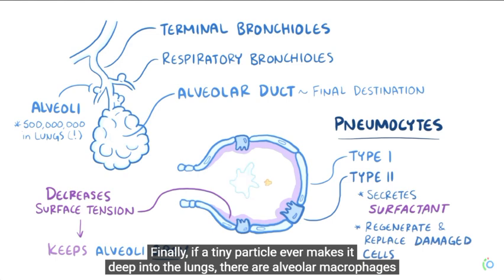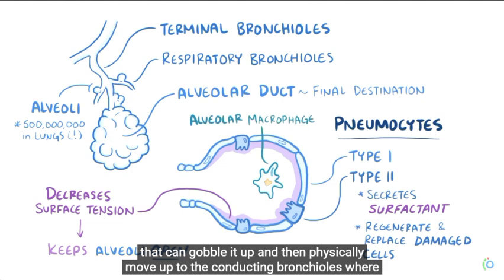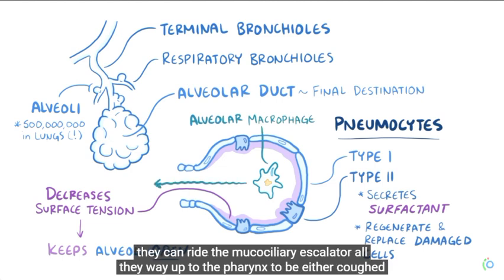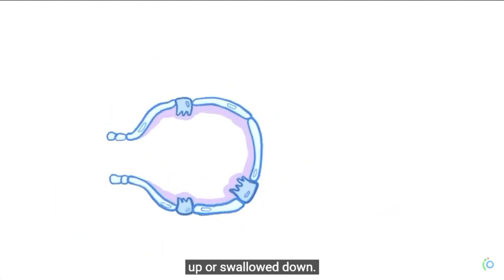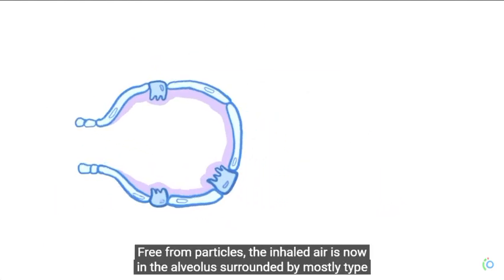Finally, if a tiny particle ever makes it down into the lungs, there are alveolar macrophages that can gobble it up and then physically move up to the conducting bronchioles, where they can ride the mucociliary escalator all the way up to the pharynx to either be coughed up or be swallowed down.